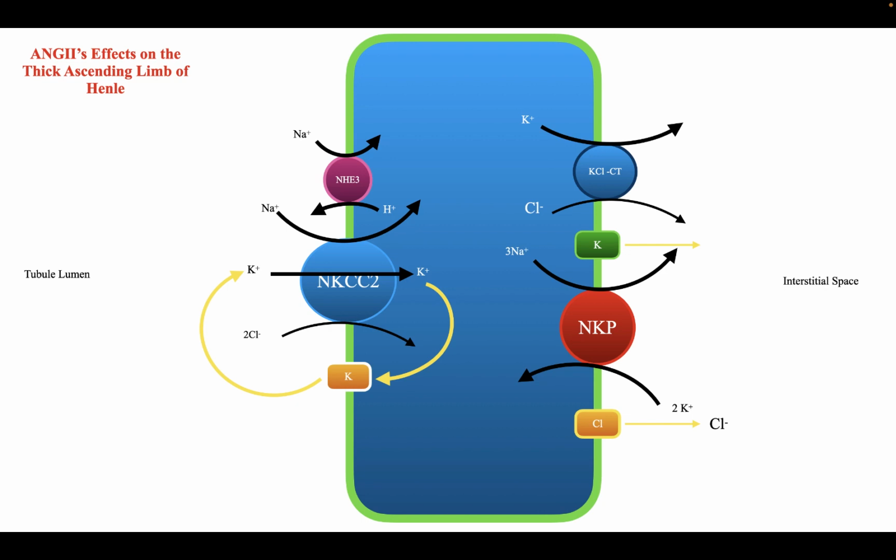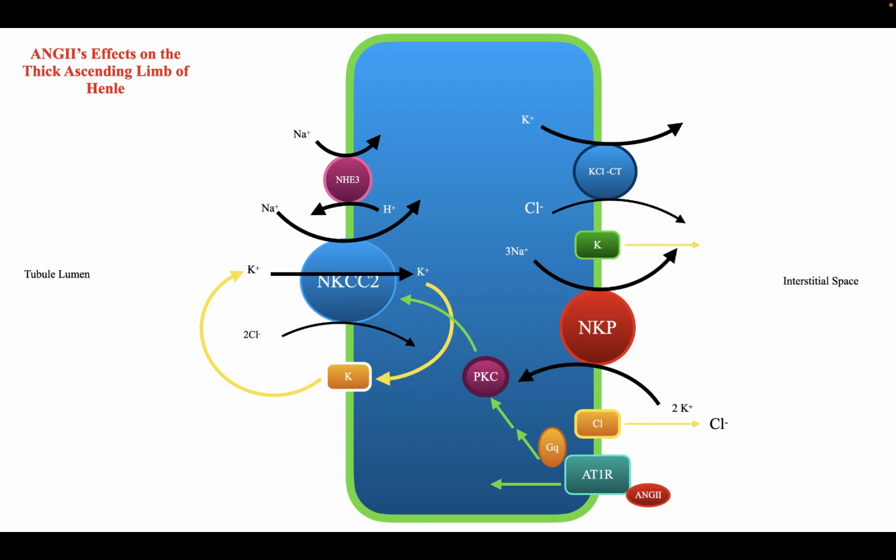So in the thick ascending limb of Henle, we have AT1 receptors. However, these particular AT1 receptors are going to be coupled to Gq proteins. So when angiotensin II binds to the AT1 receptor, this activates the Gq protein, which will therefore lead to an increase in DAG and therefore an increase in the activity of protein kinase C. Protein kinase C will then increase the activity of NKCC2. This allows this co-transporter to bring more sodium from the tubule lumen into the cell.